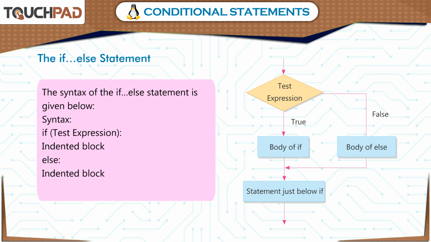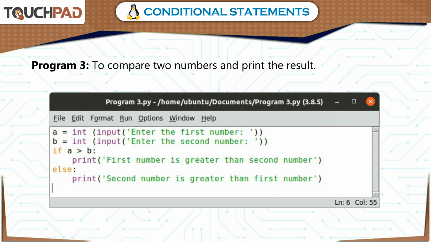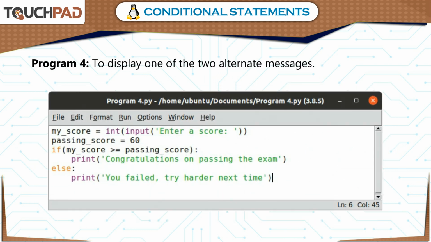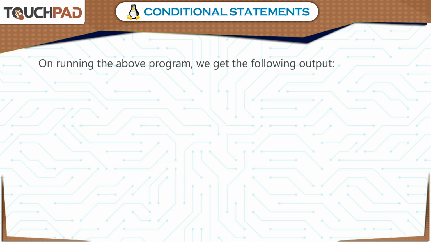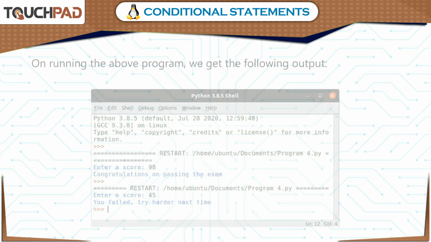The syntax of the if-else statement is given below. Syntax: if test expression, indented block, else indented block. Program 3. To compare two numbers and print the result. On running the above program, we get the following output. Program 4. To display one of the two alternate messages. On running the above program, we get the following output.